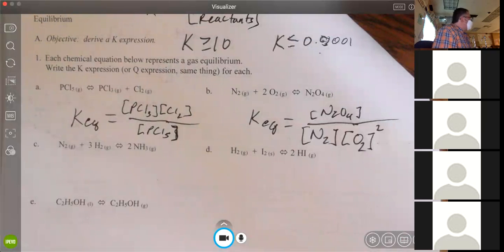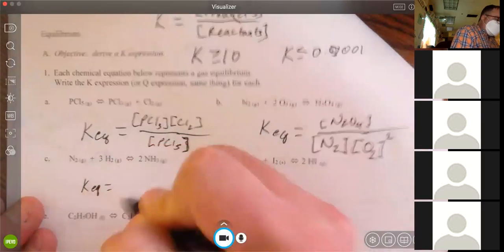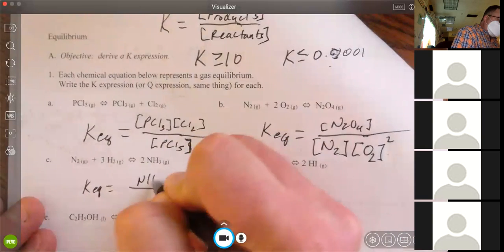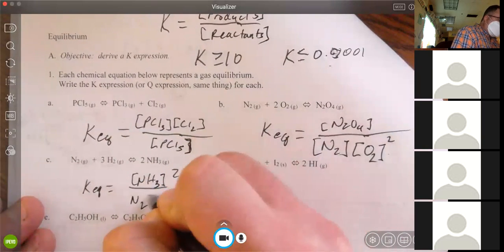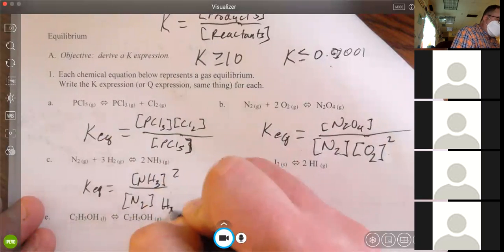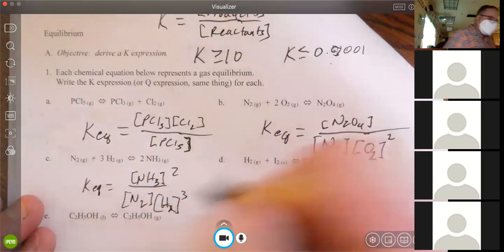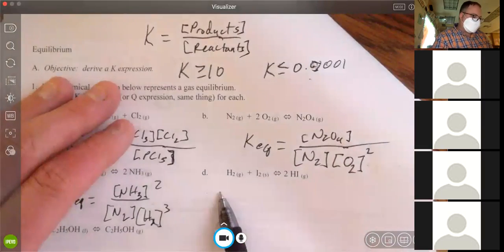Ready? Yes, equilibrium constant. Did you get it? NH3 to the what? Second power. N2 to the what? 1 power. And H2 to the what? Third power. What's different with D?